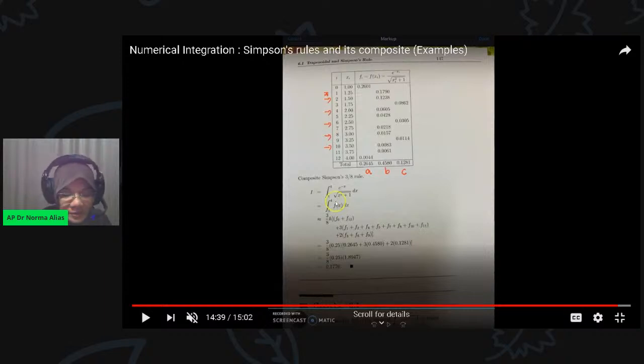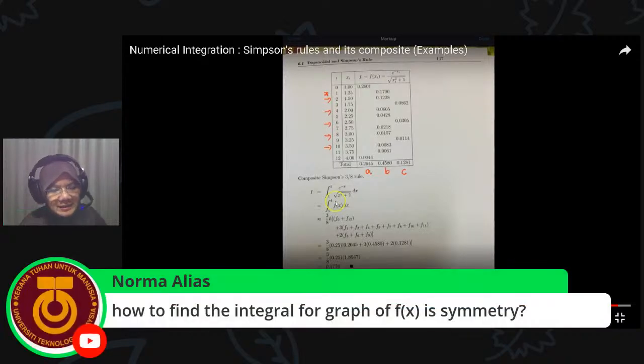This is my question. You need to remember again the calculus that you learned. When the graph is symmetric, how do you find the integral the easy way, because of the symmetry? Can you answer the question?